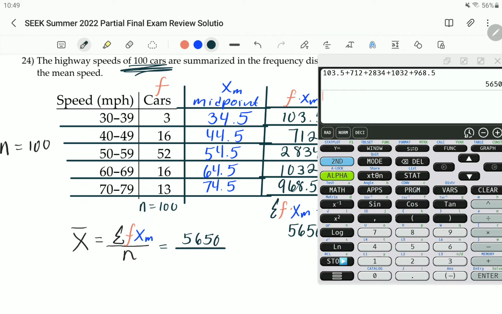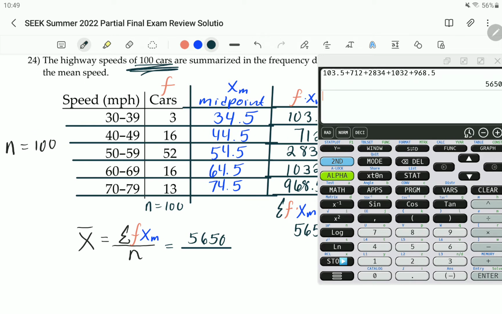Also, to find your total frequency, which we stated already in the beginning, you can just add up all of these numbers. When you add up all the numbers under the column for cars, which is the frequency, you get 100. Do not count the number of classes. There are 5 classes in this table. That does not mean that there are 5 frequencies. Let's divide this number by 100. And we have 56.5 miles per hour. That is the average speed.